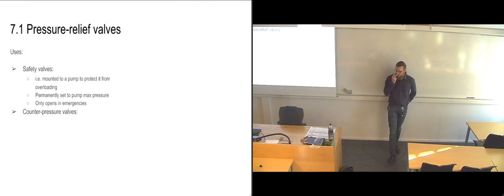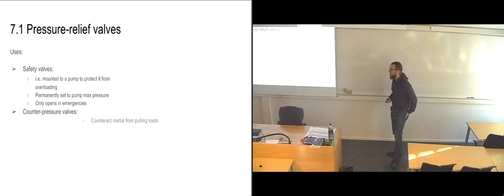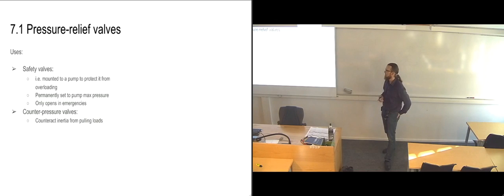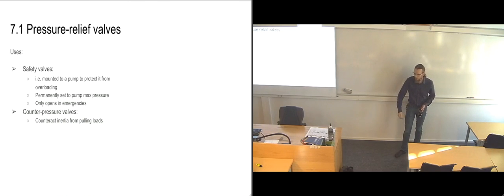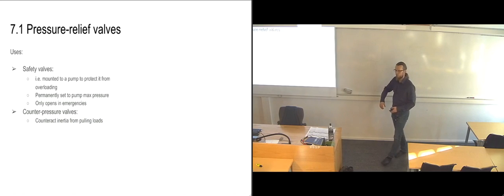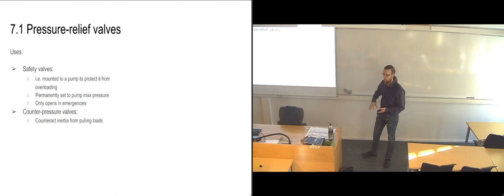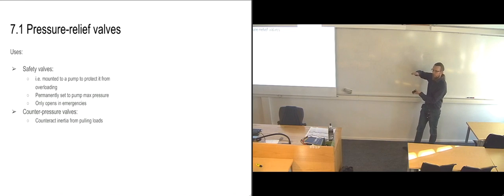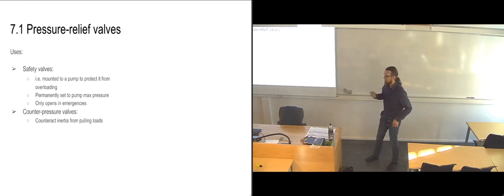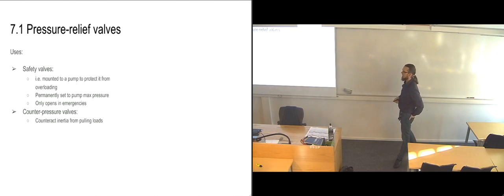They are also used as counter pressure valves, and they counteract inertia from pulling loads. So if you have, for an example, a cylinder that's hanging from the ceiling that's supposed to be pulling something upwards, then once it has pulled it up, this load is going to be hanging on the cylinder, so it's going to exert gravitational force on the cylinder, so it's going to try to be extending the piston rod, basically, unless it has pressure working against it.